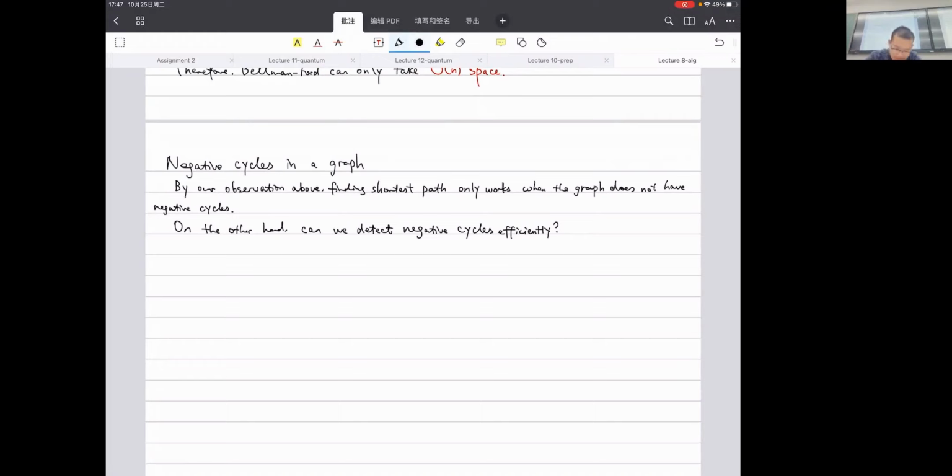So let's consider running the Bellman-Ford algorithm for n iterations. I mean, one more iteration, since the Bellman-Ford algorithm only runs for n minus one iterations. So we run Bellman-Ford for n iterations, and we mark the n minus one iterations.